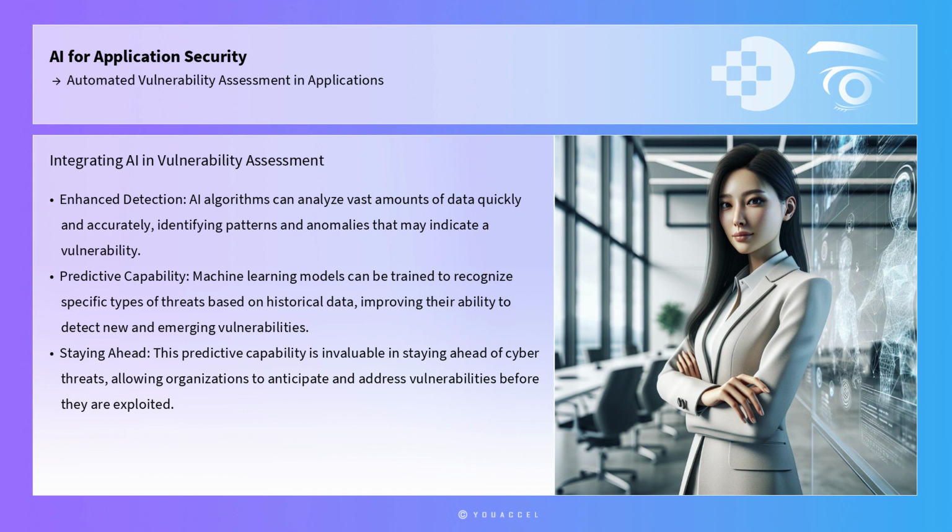A crucial aspect of automated vulnerability assessment is integrating AI to enhance detection capabilities. AI algorithms can analyze vast amounts of data quickly and accurately, identifying patterns and anomalies that may indicate a vulnerability. Machine learning models, for example, can be trained to recognize specific types of threats based on historical data, improving their ability to detect new and emerging vulnerabilities. This predictive capability is invaluable in staying ahead of cyber threats, as it allows organizations to anticipate and address vulnerabilities before they are exploited.